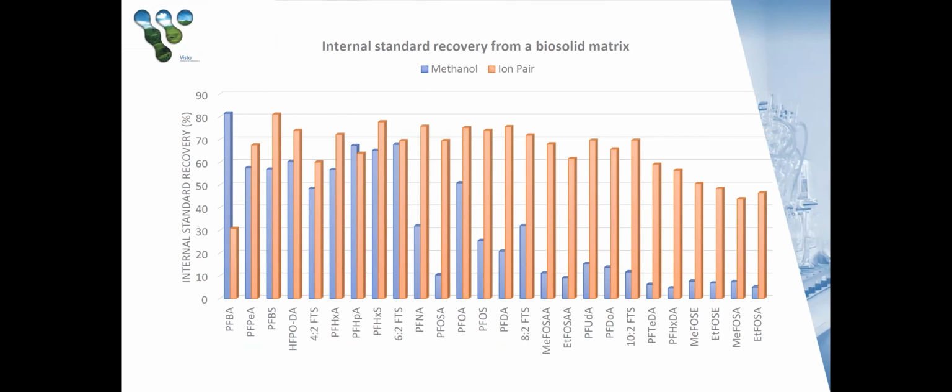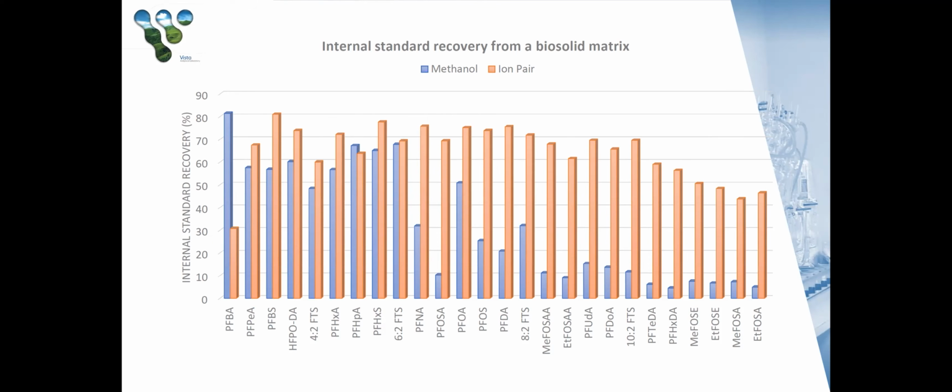these two. So in this graph, you can see the comparison of a simple methanol extraction versus ion pair in a biosolid matrix. You can see that on the shorter chain lengths from PFBA through to the mid chains, C6 and C8s, there are some comparable recoveries. I should say this is isotope recovery, not native analytes. But when you look at longer chains from PFAS down to the neutrals of MeFOSA and EtFOSA, you can see a much improved recovery from the ion pair extraction.